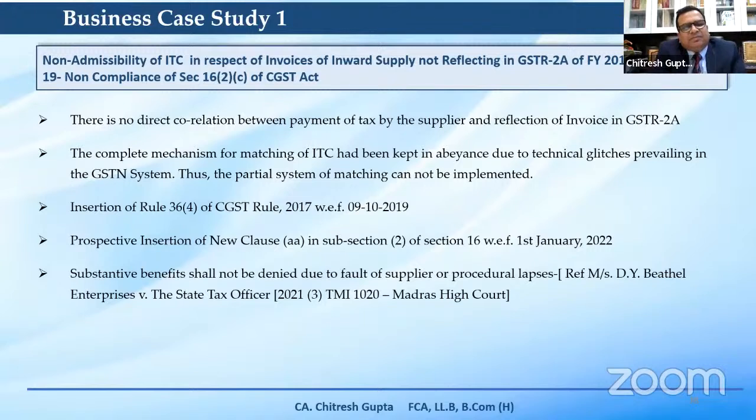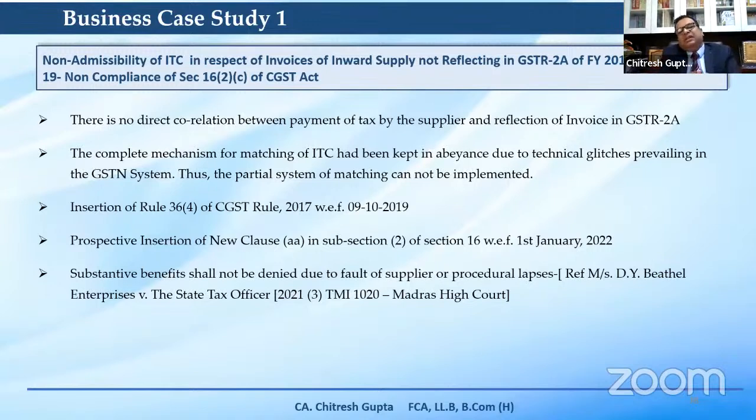Another ground which we can take is that substantive benefit shall not be denied due to fault of the supplier or procedural lapses, because there is no fault on the part of the recipient. It is a fault on the part of the supplier, so the recipient should not be penalized. There can be procedural lapses also.